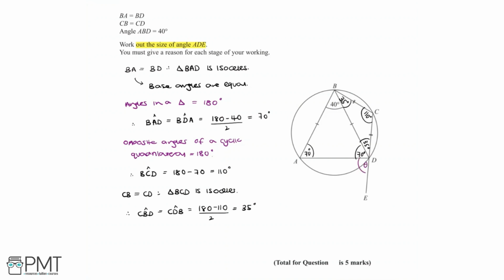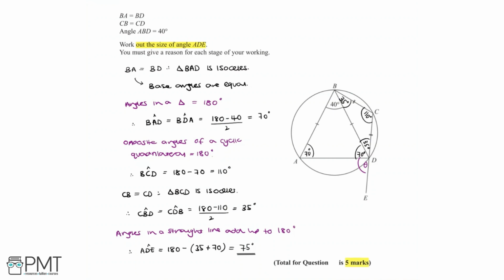Now finally, we can use all the information that we found in order to find angle ADE, which we've labelled as theta on our diagram. We're told that line CDE is a straight line, and we know that angles in a straight line add up to 180 degrees. Now we can use this to find angle ADE. Now on the straight line, we have 35 degrees, 70 degrees, and theta. We know that all 3 of these angles must add up to 180 degrees. And so we can say that angle ADE is equal to 180 take away brackets 35 plus 70, close brackets, which is equal to 75 degrees. And so we've found that the size of angle ADE is equal to 75 degrees.